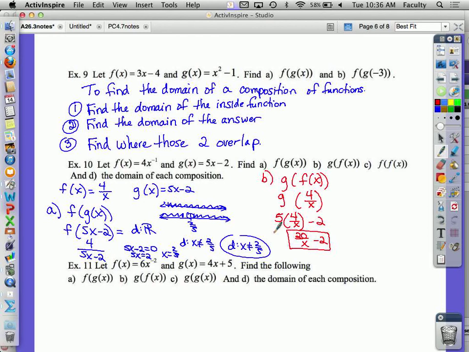Now we want to find the domain. You have to do the domain of the inside. Well, x can't be 0 there. In my answer, x can't be 0.